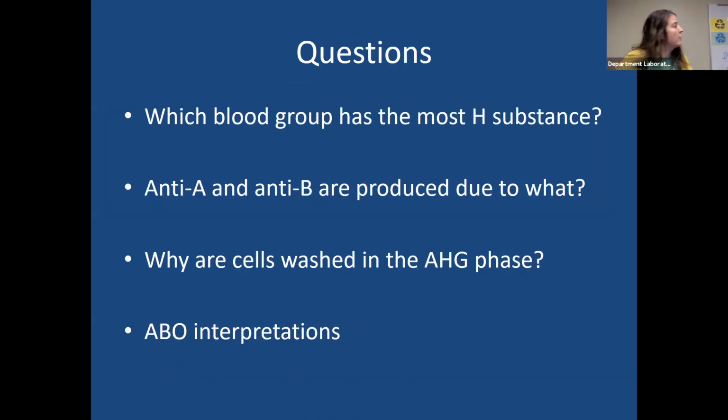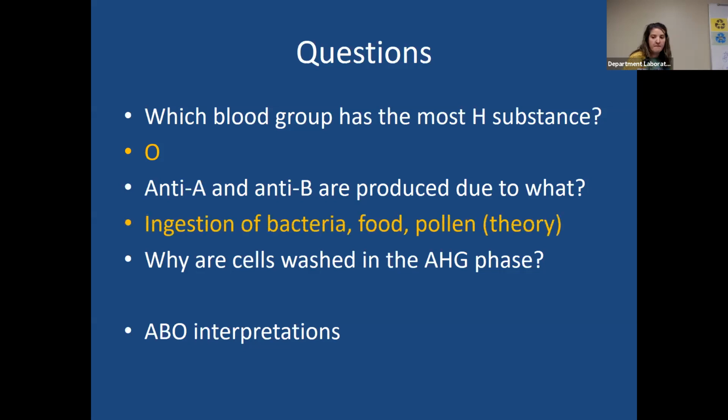All right, so let's go through some sample questions. Which blood group has the most H substance? O. Anti-A and anti-B are produced due to what? What classification of antibodies are those? And then how do we build them? We don't have the antigens. And remember, these are ABO antibodies. They are naturally occurring. So it's from the air we breathe, the food we eat, okay?